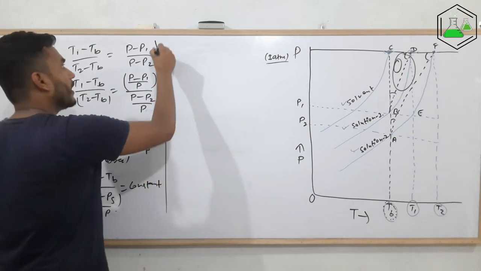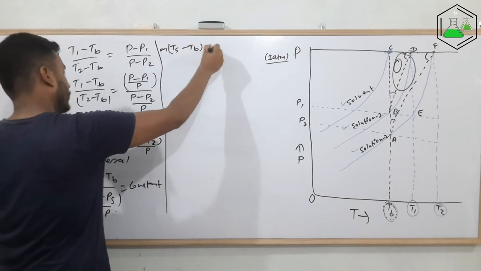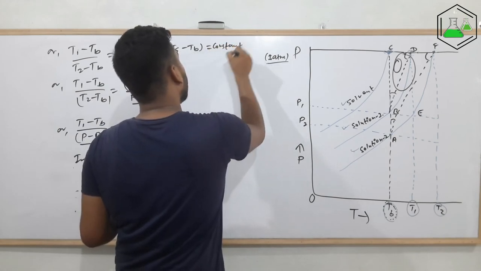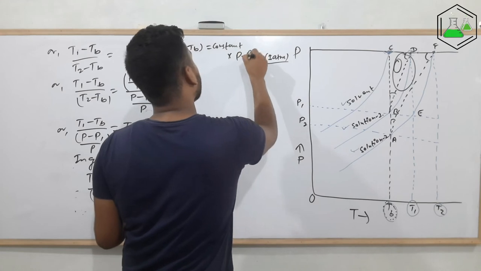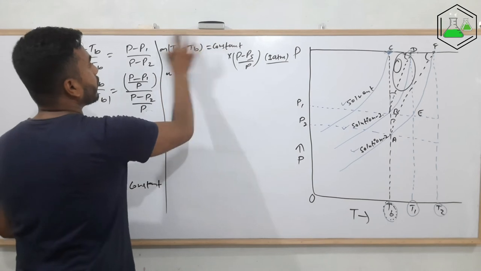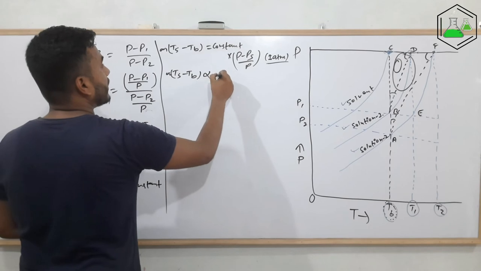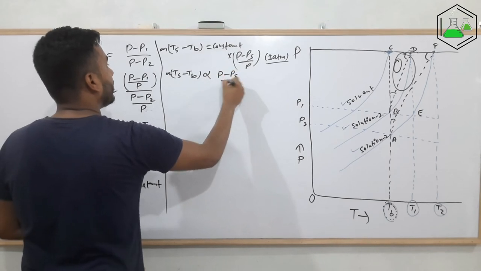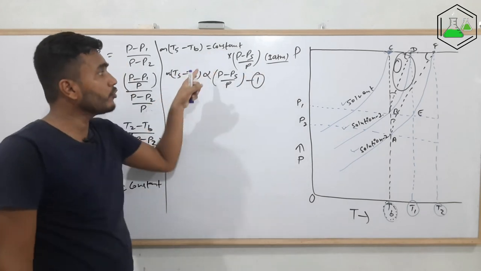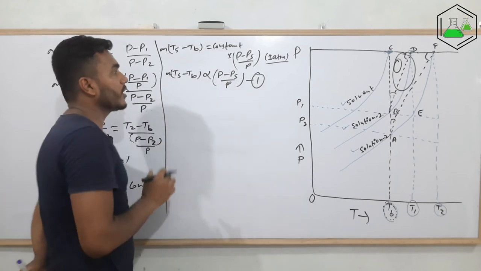So let's take this value to the other side. It will be TS minus TB is equal to a constant into (P minus PS) by P. So we get this much, right? If we remove this constant, then what will we get? TS minus TB proportionality sign (P minus PS) by P. So we get this much. Let us consider this to be equation number one, because if we remove a constant, we need to replace the equal to by a proportionality sign.